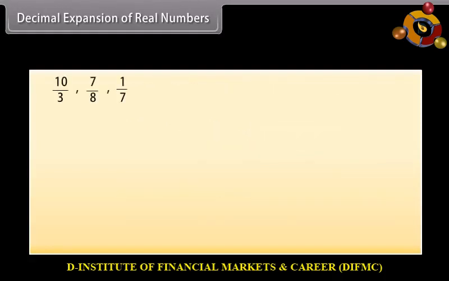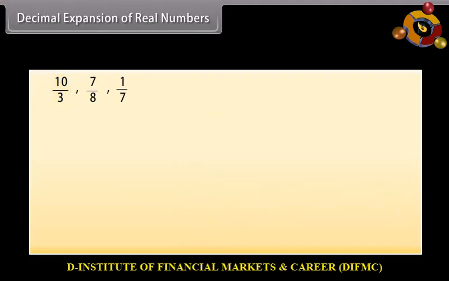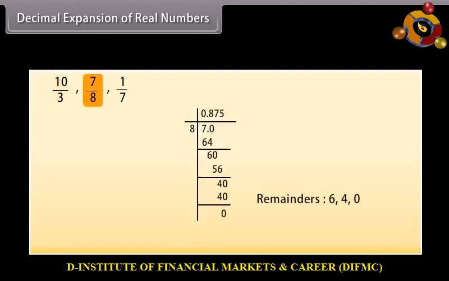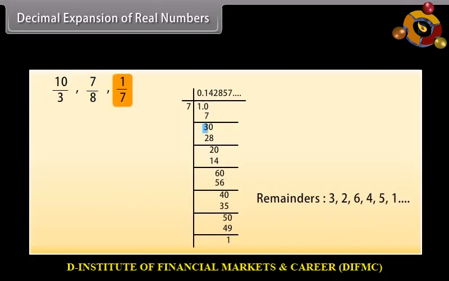Let us first take rational numbers. We will find the decimal expansion of these three numbers. Here we can see the decimal expansion of 10 by 3, where we get remainder 1, 1, 1, 1, 1. Similarly, the decimal expansion of 7 by 8 gives remainder 6, 4, 0. And the remainder of 1 by 7 is 3, 2, 6, 4, 5, 1.